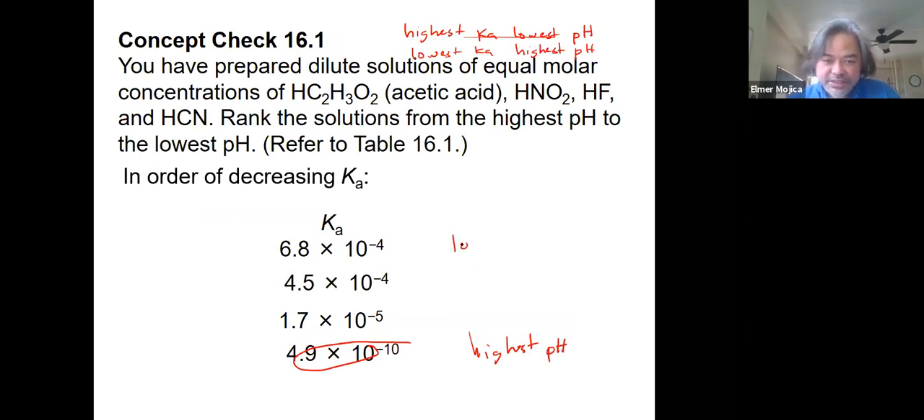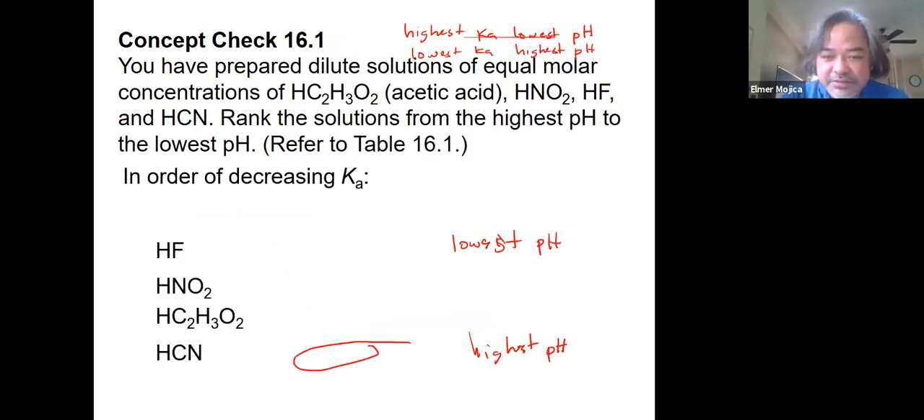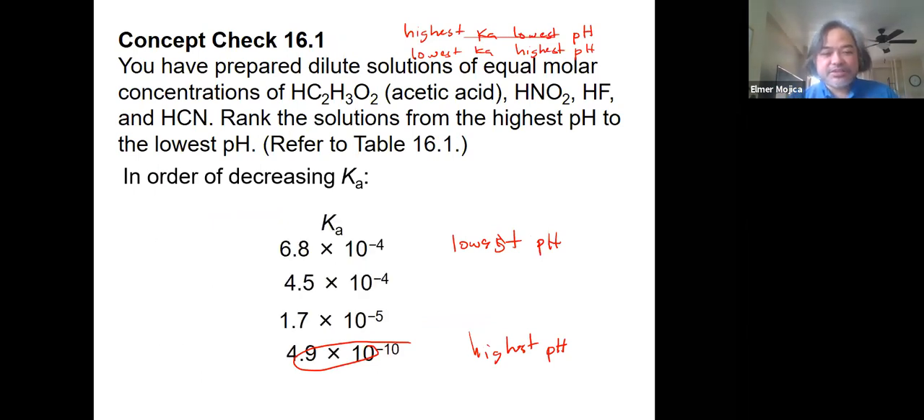And this is the one that has the lowest pH. So if we're going to look at it, HF has the lowest pH, or the strongest weak acid, among these choices, and HCN is the weakest weak acid among the given choices.